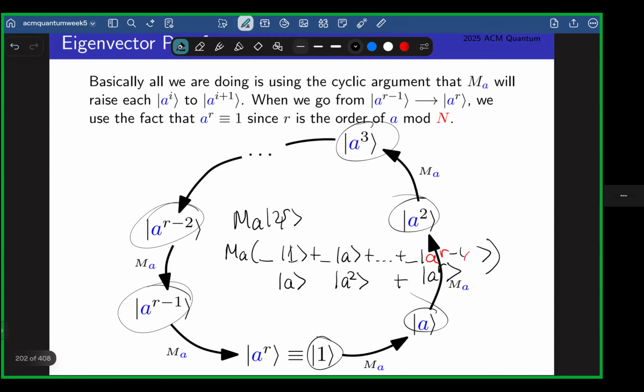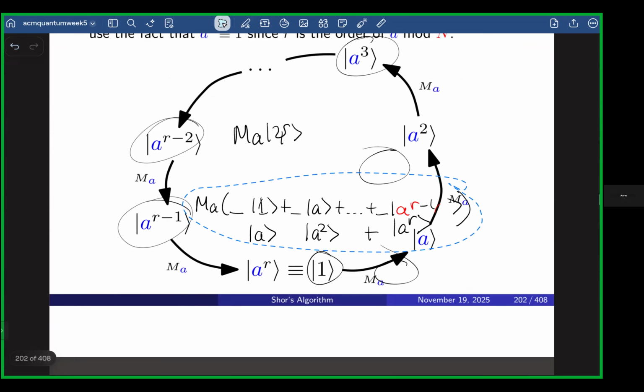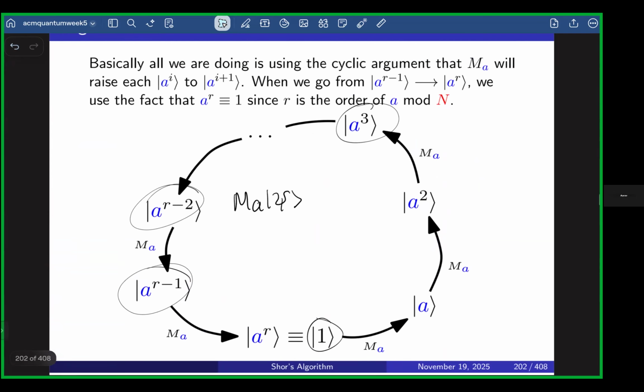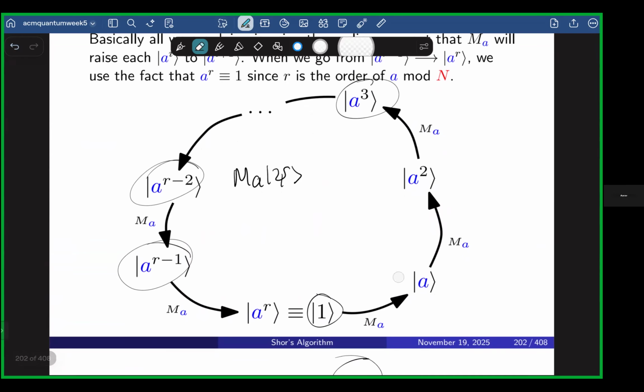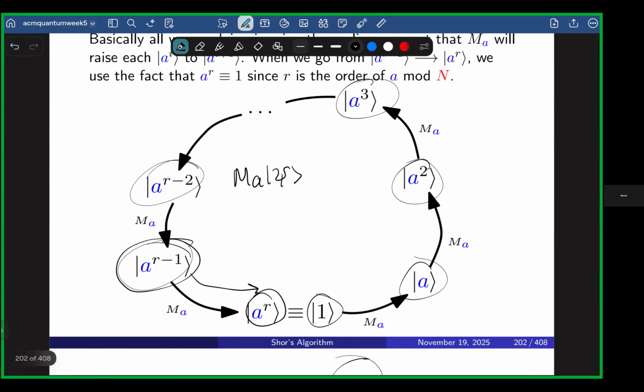What do we know about A to the R? A to the R is 1. So it basically goes back to where we started. So if we start as a sum of all of these, and then we multiply by MA, we're basically just going to the next one, just adding another power of A. And when we apply that on the last vector, a to the r minus 1, we get to a to the r, but a to the r is the order, so then we get that 1 back. So that's, at a high level, what we're doing in the proof.